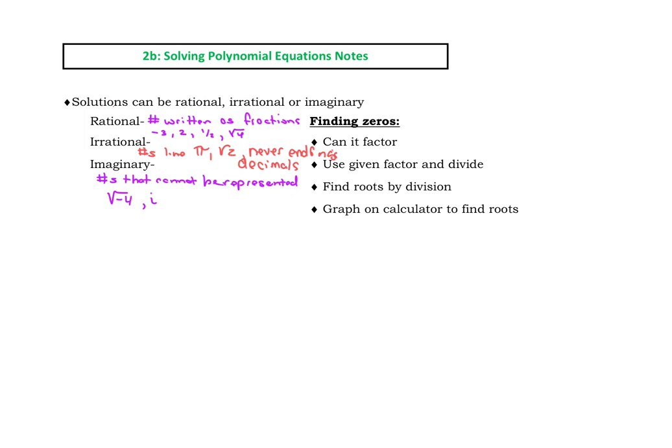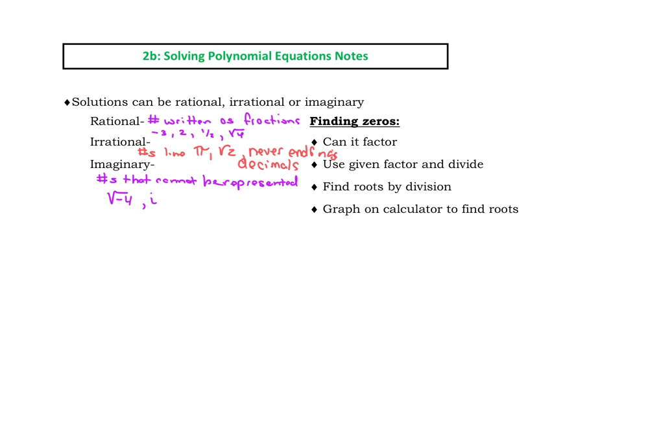Okay, today we're going to talk about solving polynomial equations. Solutions can be rational, irrational, or imaginary. Rational numbers are numbers that can be written as fractions, like -3 can be written -3/1, 2 can be written 2/1, 1/2 is already a fraction, the square root of 4 is 2, or 2/1.